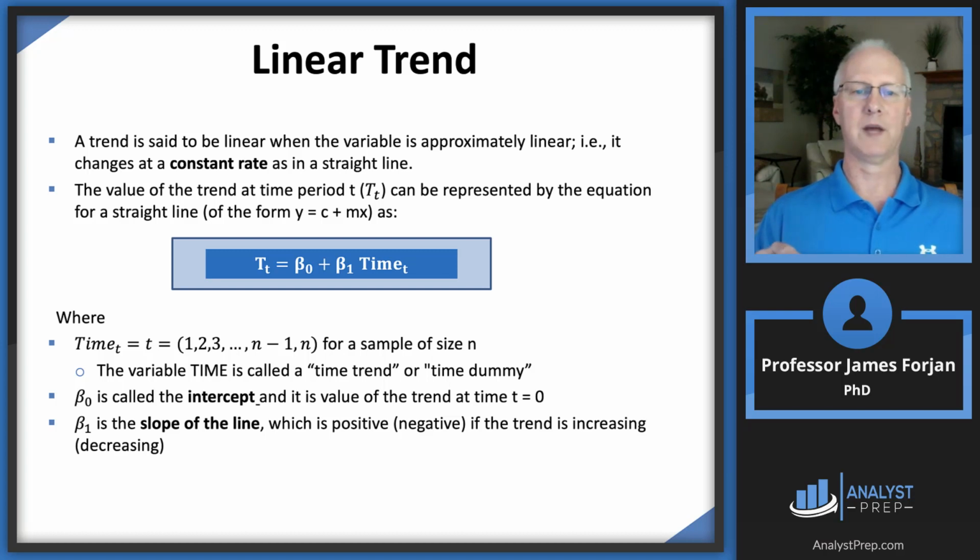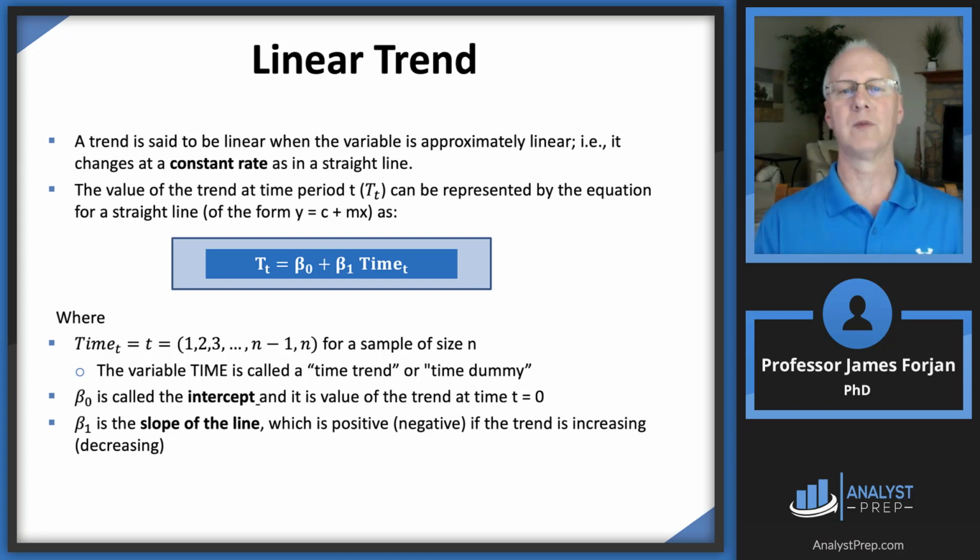And so I want you to think about that time. That independent variable is going to be a 1 and a 2 and a 3 and a 4, all the way out to however long you can collect the data. The intercept term is still the same intercept term that we've had before, and beta 1 is the slope of the line, which can be positive or negative.